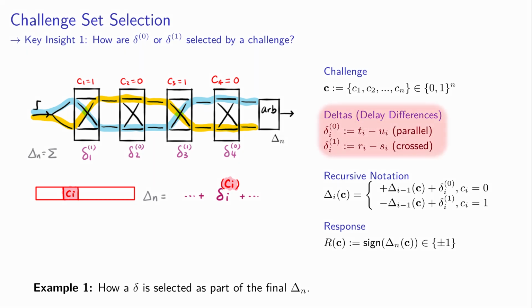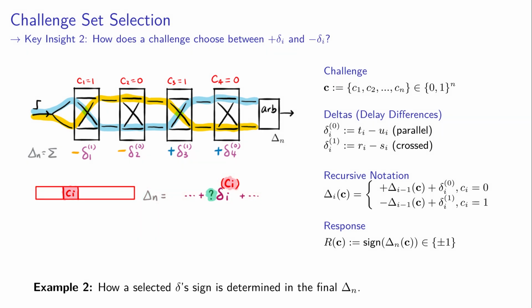One of two delay differences is chosen at each stage, either delta 0 or delta 1 if the stage's challenge bit is 0 or 1 respectively. The chosen delta is included in the final accumulated delay delta in. However, this chosen delta could be included in either positive or negative form in the final delta in. How is this sign determined?